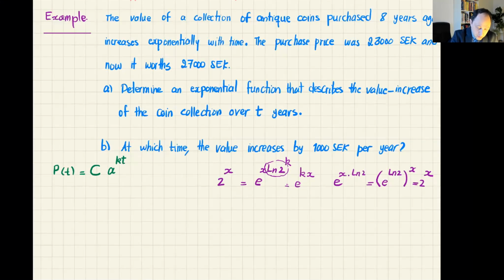Okay, so this is why, instead of this one, I will write P of t, after this long explanation, as C e to the power kt. I will start from here instead of starting from the other model. I am choosing the base to be the Euler number.